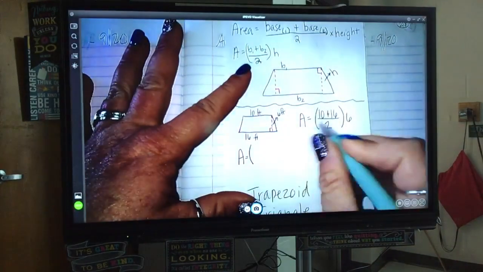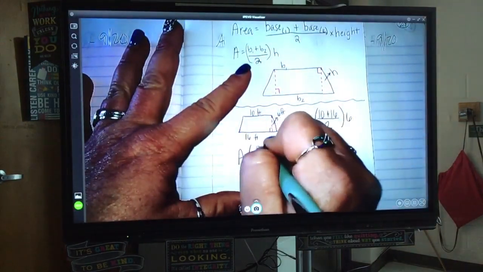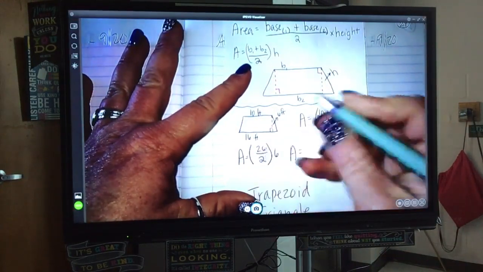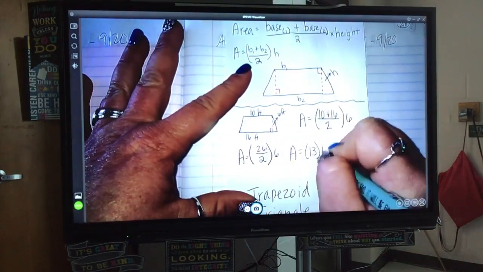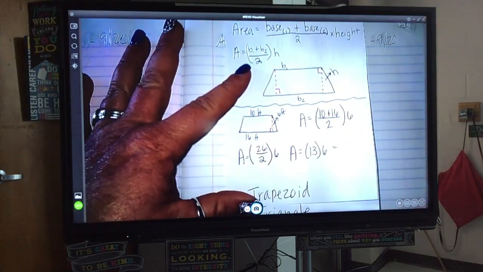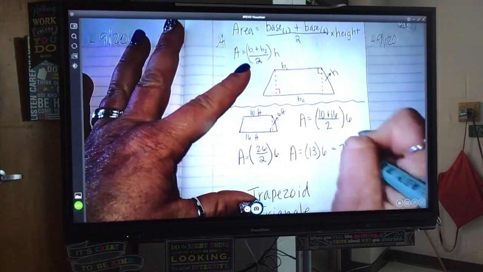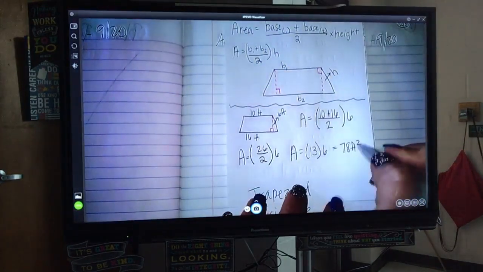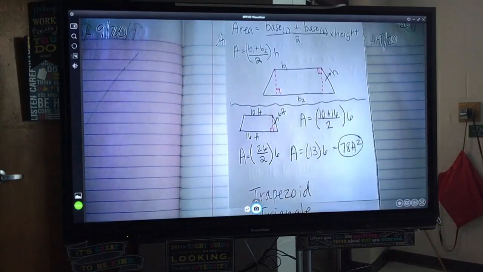All right, as Cooper was saying, you do 10 plus 16, you get 26 divided by 2 times 6, which when you do 26 divided by 2, you get 13 times 6, which gives you what, Cooper? 78 feet squared. So that is your answer for your trapezoid. It's a big process, but whenever you get it down, it's really easy. It just seems more intense because you've got base 1 plus base 2 divided by 2 times the height.